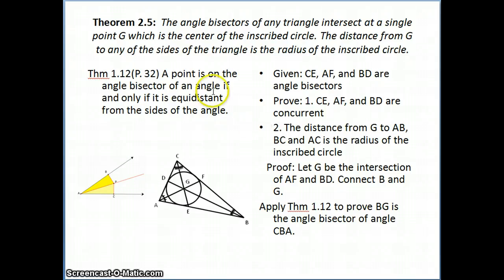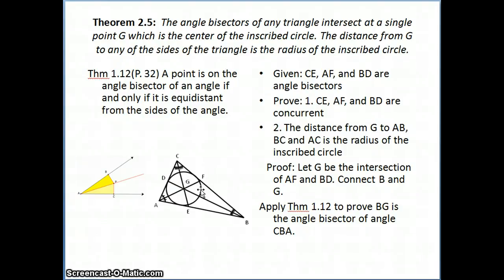So these are two opposite types of questions. The first theorem says the angle bisectors of any triangle intersect at a single point G, which is the center of the inscribed circle. So if we have a triangle and we try to draw an inscribed circle, the center of the circle is going to be the intersection of the angle bisectors.